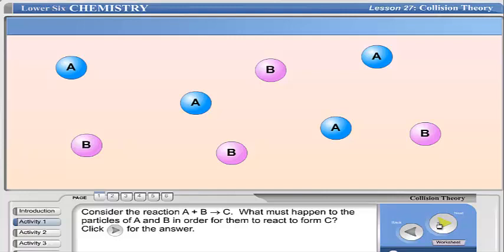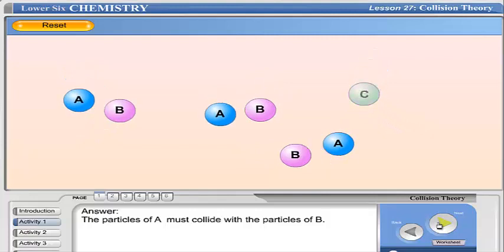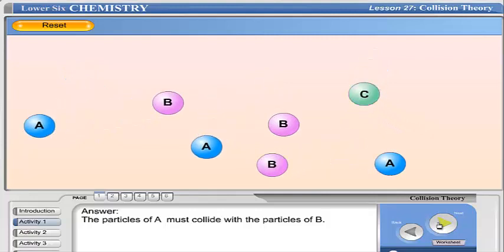Consider the reaction A and B gives C. What must happen to the particles of A and B in order for them to react to form C? Click Next for the answer. Answer: the particles of A must collide with the particles of B.